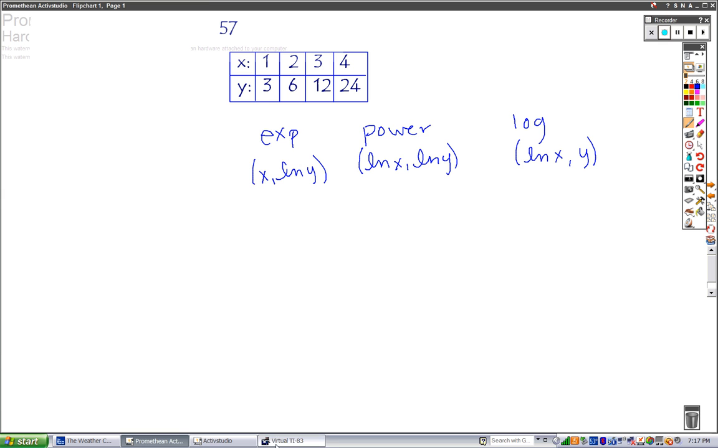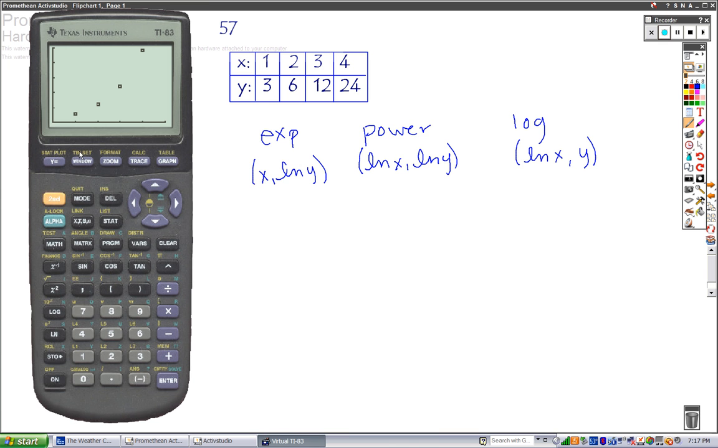So I need to go ahead and put in my ln y's and my ln x's. I'm going to go stat, edit. I'm going to make sure I come up to the top, and I'm going to take the ln of the x values, so that x values are in L1. So I'm going to go ln of L1, enter. Go over, make sure you go up to the top, and I'm going to do ln of my y values, and my y values are in L2. I'm going to push enter, and now I have my values.